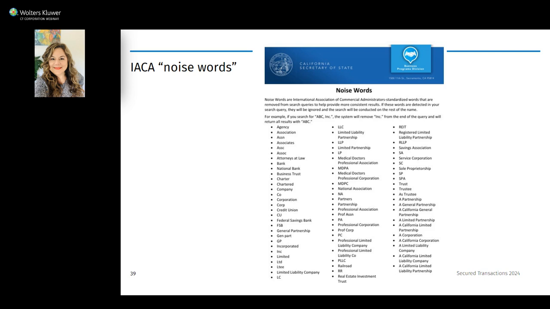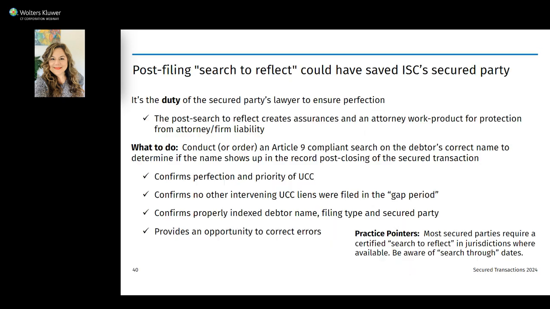So these are the words that are ignored at the end of the debtor name, and something to maybe print and be aware of. I don't think I put it in the materials, but you can certainly get it off of the California Secretary of State site. Don't know why, but I could not find it on the IACA site, so don't look for it there. But you can always print this particular copy too.